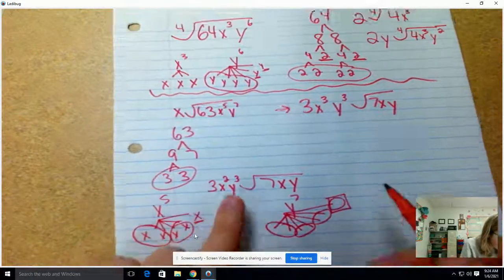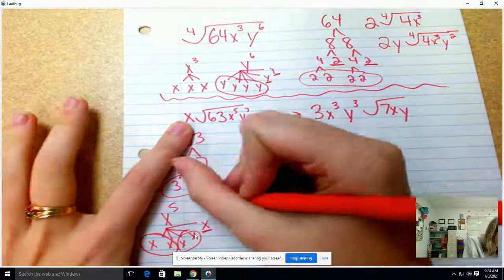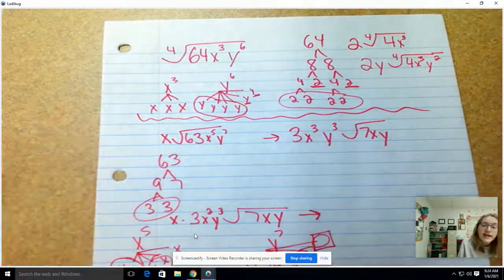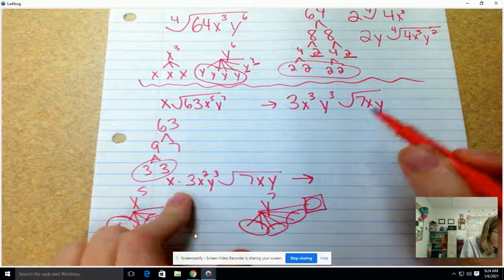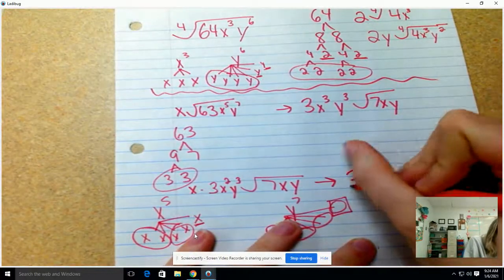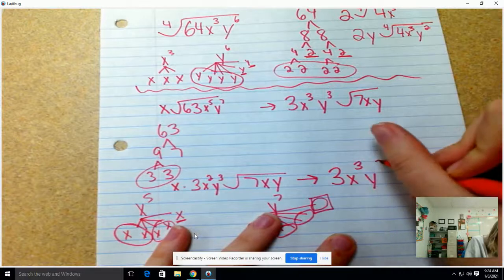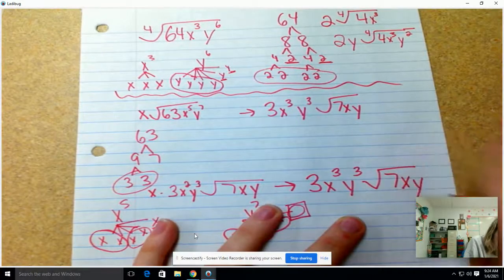So we are left with this, but we cannot forget about this x that's up here. So remember, it's also on the outside out there. So we have to multiply that in last. So x times 3x squared y cubed. When we multiply, we add. That's going to give us 3x to the 3rd, y to the 3rd, square root of 7xy.